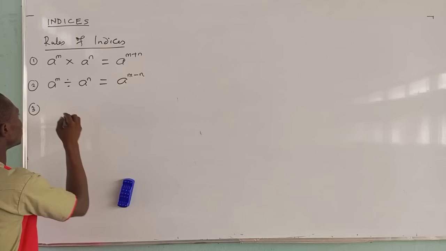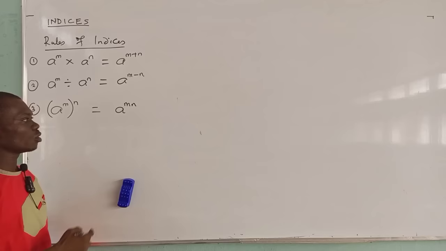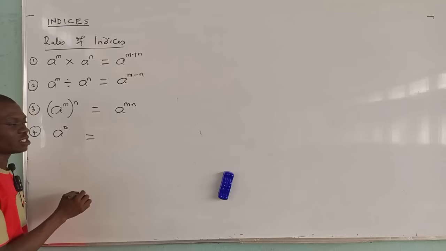And so if I have a raised to power m all raised to power n, this is the same thing as a raised to power m times n. And so you can as well see an example for that. Now the fourth one, we have a raised to power 0. Whenever a number is raised to the power of 0, this is the same thing as 1. And of course, you can see that here.